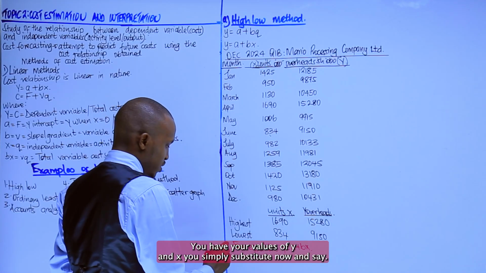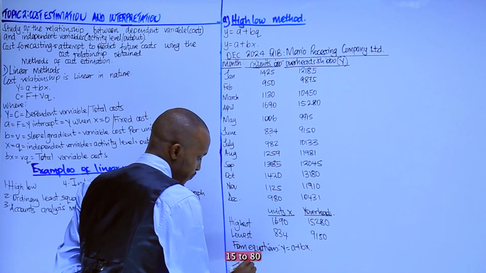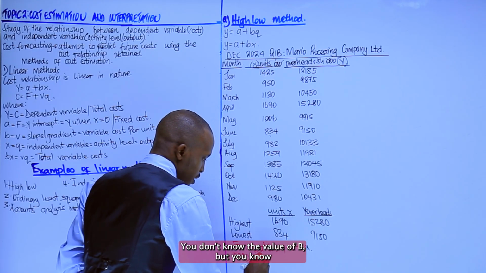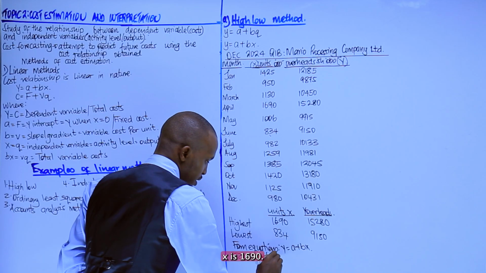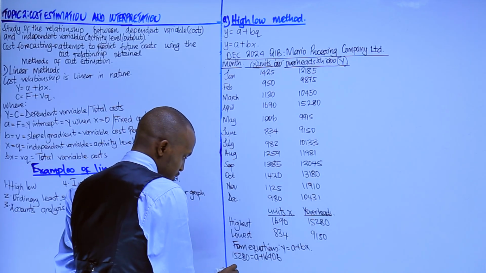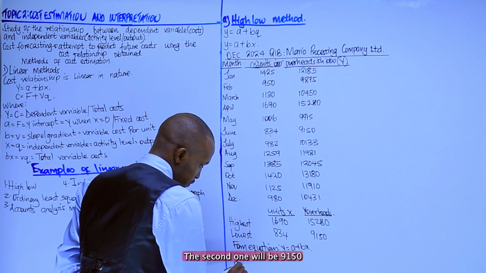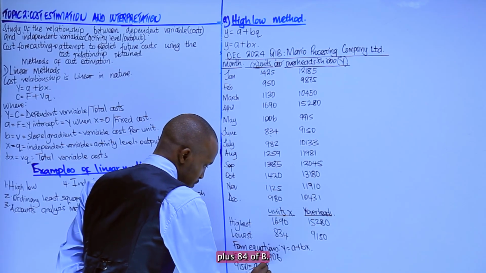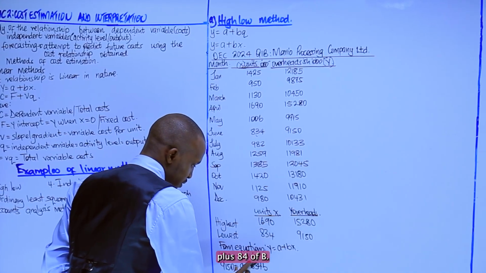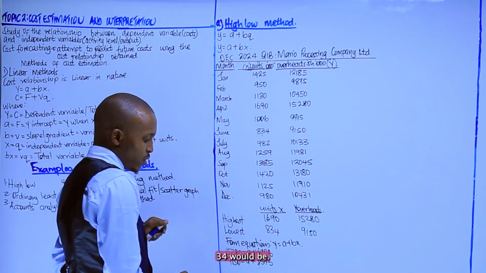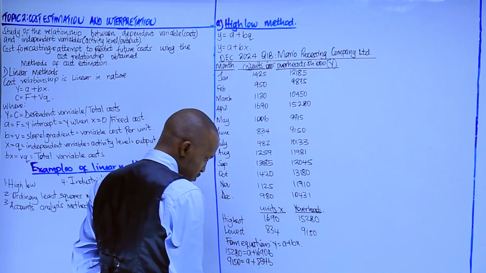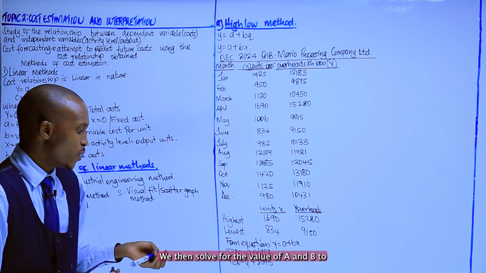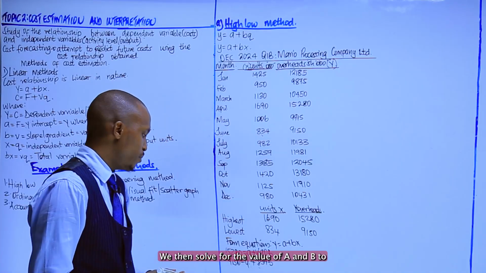So you simply substitute now and say 15,280 is equals to a plus, you don't know the value of b, but you know x is 1690. The second one will be 91.50 is equals to a plus 834 of b. 834 of what? B. Okay, that is that. Then what then do we need to do? We then solve for the value of a and b.